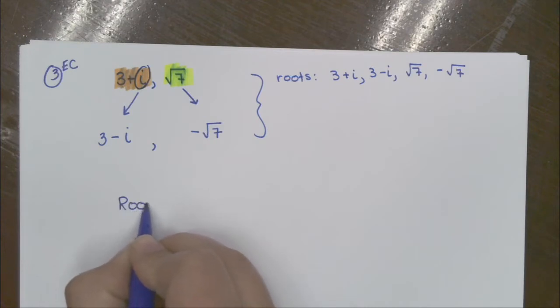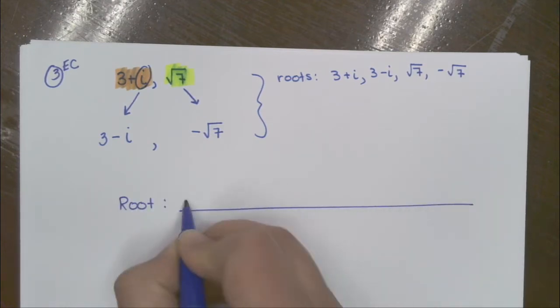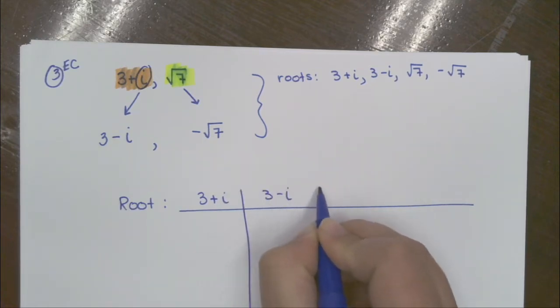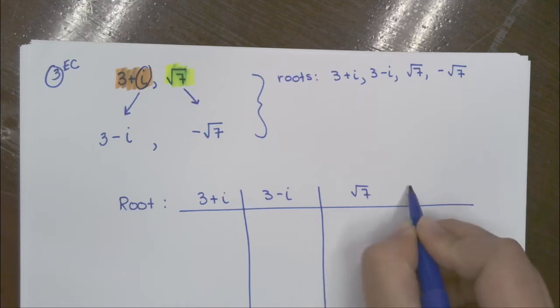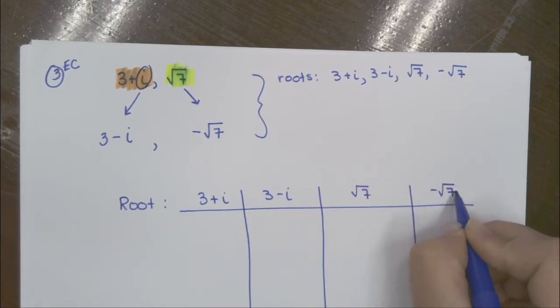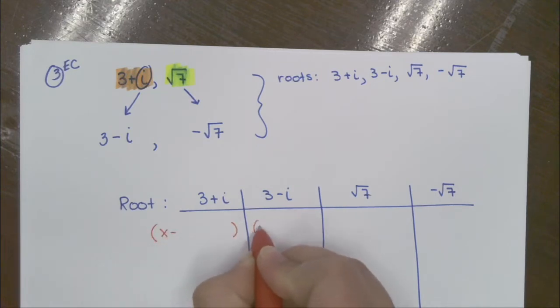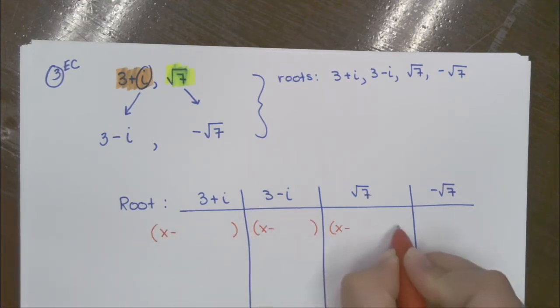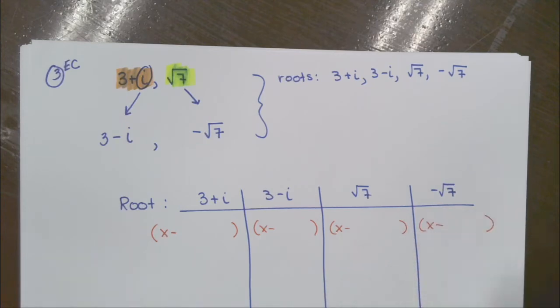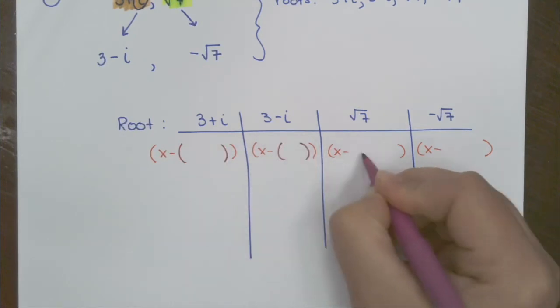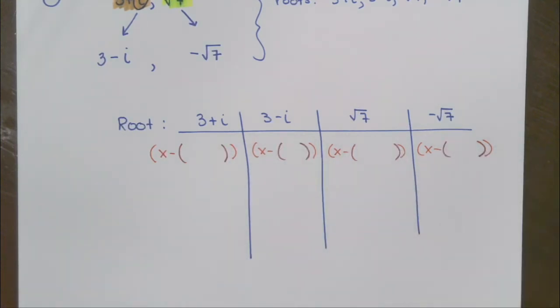I encourage you to do a row and column thing. I'm going to rewrite my roots. Then I'm going to write out my x minus. And the x minus represents the quote-unquote opposite of what we see. So that's where the x minus is coming from. Then I'm putting in another parenthesis in here. And a lot of you did this step correct. You just kind of gave up halfway.